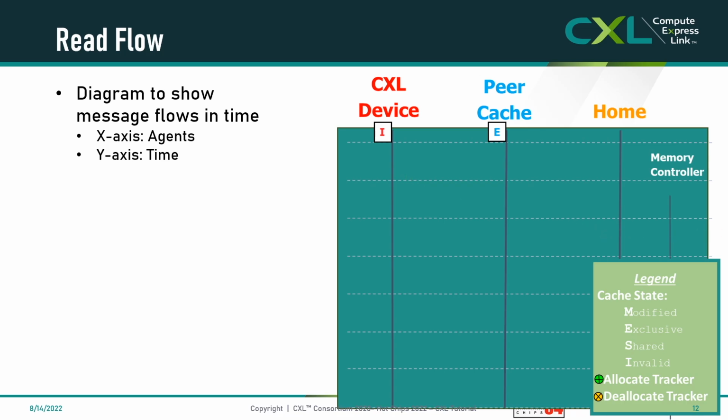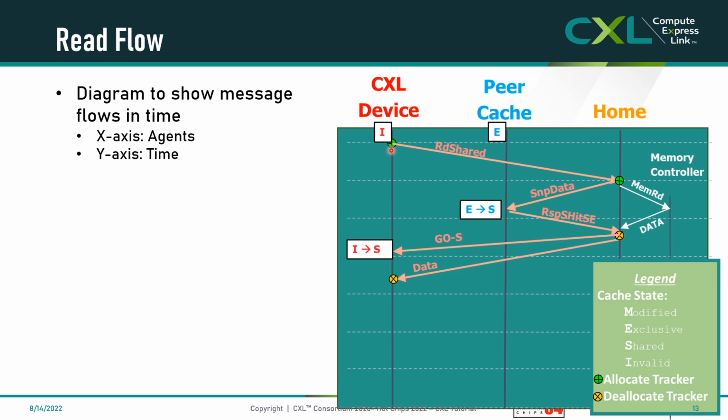So let's jump into the read example, where the CXL device is issuing a read to the home. It's a read shared, asking for shared state. The home is now going to snoop the peer cache because it knows the peer cache has a copy of the line, and that snoop data is going to cause the peer cache to go from E to S, and the peer cache will send a response. Once the response is received, the home knows that the coherence has been resolved, and it can give this S state to the device. So it sends this message that we call GO-S, global observation for S. And then the home also sends the data after it's finished getting the data. In this case, it got the data from the memory controller, and it forwards that to the device.